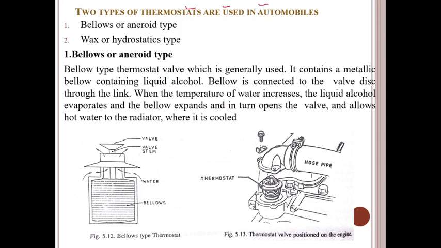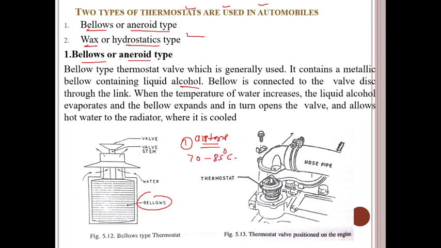What are the types in automobiles? One is the bellows or aneroid type, second is the wax or hysteretic type. Let us first consider the bellows or aneroid type. It consists of a metallic bellows filled with some volatile liquid like acetone. Alcohol or ether is also used, which boils between 17 to 85 degrees Celsius.